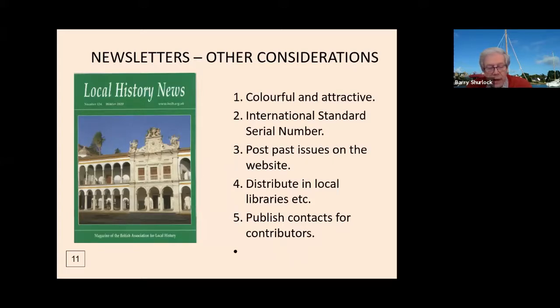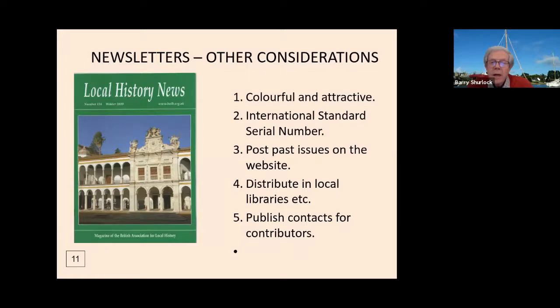Newsletters will be different depending on the needs of the group, but here are a few things I suggest you go for. Try and make them colourful and attractive, and get an international standard serial number. I'll talk about that later on, but this makes it real, gets it into national bibliographies, and when we're all long dead, and people have forgotten that there's a newsletter of Sticksville, somebody will be able to find it.